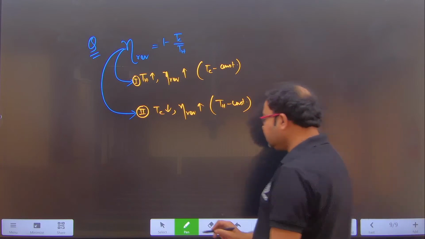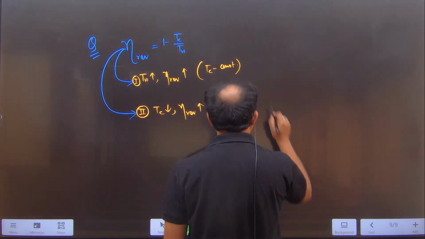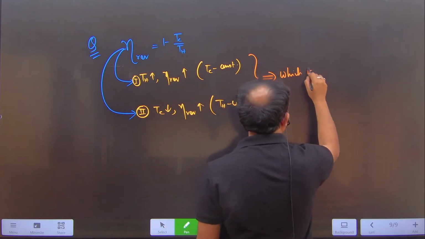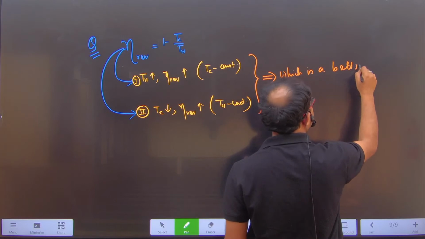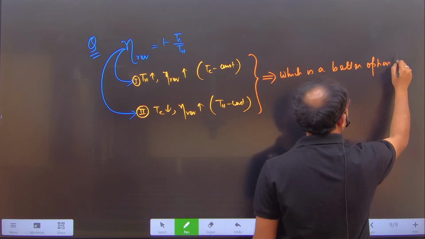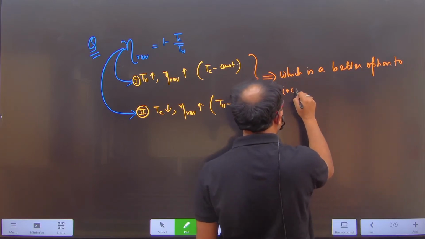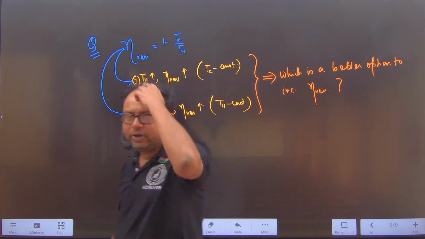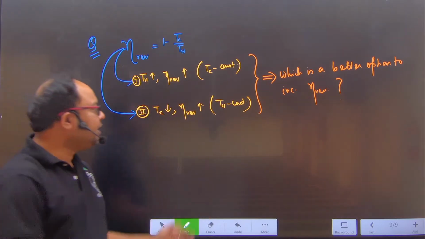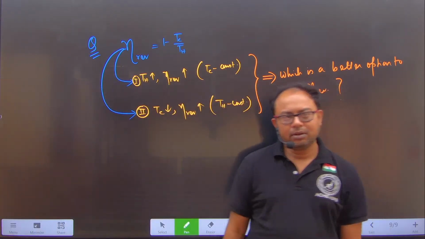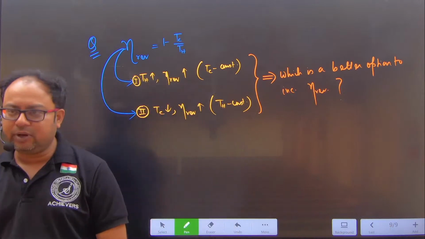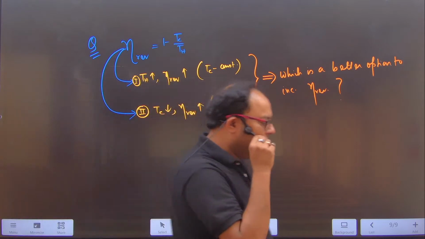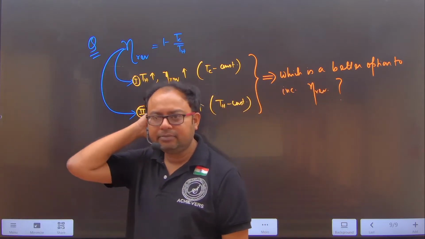My question is, which is a better option to increase eta reversible? Which one is the better option? How can we do that? Have you got any idea?